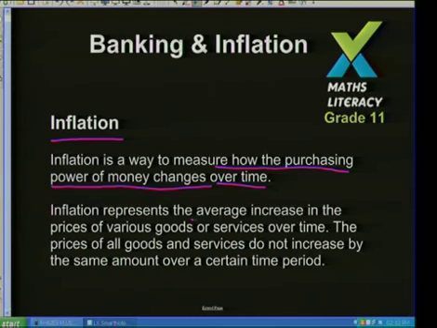Inflation represents the average increase in the prices of various goods or services over time. The prices of all goods and services do not increase by the same amount over a certain period of time. They kind of increase at different amounts. So you might go in today and buy bread, and next week you'll realize, well, the bread is a little bit more expensive. But we're talking about over a period of time.